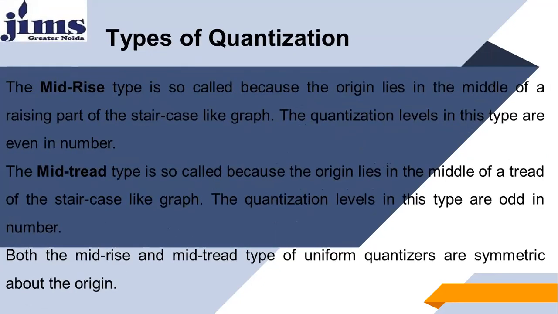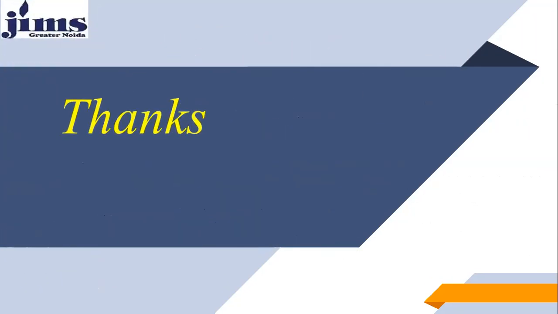The mid-rise type is so called because the origin lies in the middle of a rising part of the staircase. Just look at the graph of the first. The quantization levels in this type are even in number. The mid-tread type is so called because the origin lies in the middle of the tread of the staircase, like in this graph. The quantization levels in this type are odd in number. Both the mid-rise and mid-tread types of uniform quantizers are symmetric about the origin. So thank you very much.